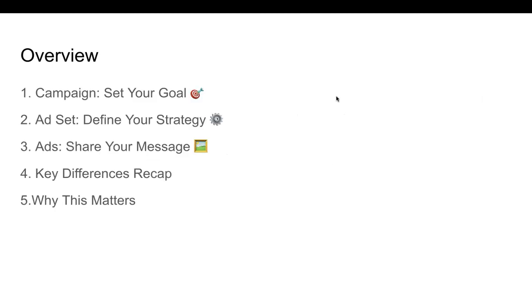So, a quick overview. I'm going to go over the campaign, where you're setting your goals, the ad set to define your strategy, and the ads to share your message. And then I'm also going to go over some key differences and just recap. And then I'm also going to talk about why the campaign structure even matters.